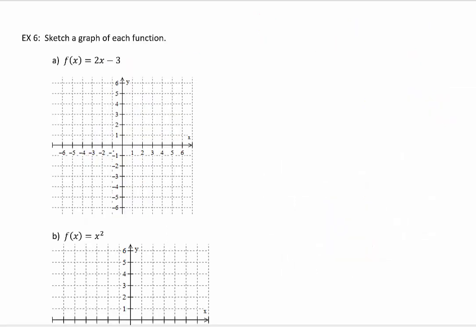The next thing we're going to do in this section is talk about how we can graph functions. Now remember, the f of x is just a y, so the function f of x equals 2x minus 3 is actually a linear function. This function is in slope-intercept form. Slope would be the number in front of the x, 2 over 1. The y-intercept is negative 3.